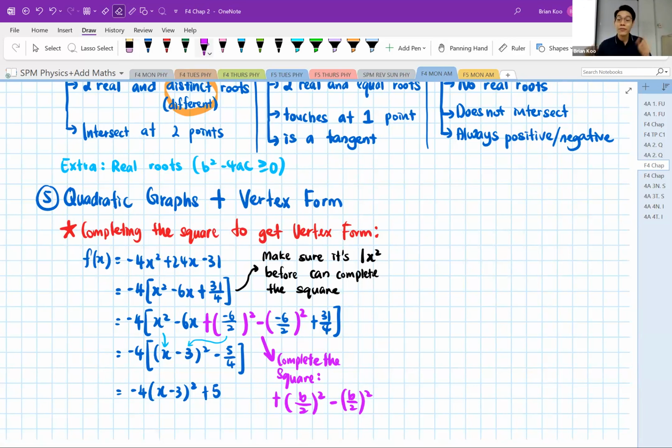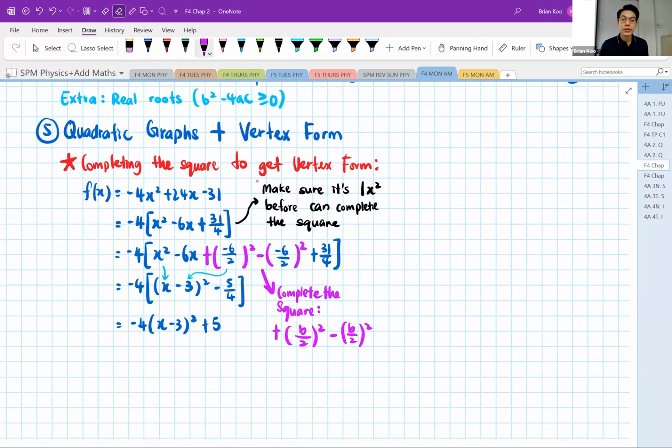That's why you have to factorize first. You have to make sure this one first, or else you cannot complete the square. Anytime you do completing the square, you must do that first. And this is what we call the vertex form. And that is how we complete the square to get vertex form.